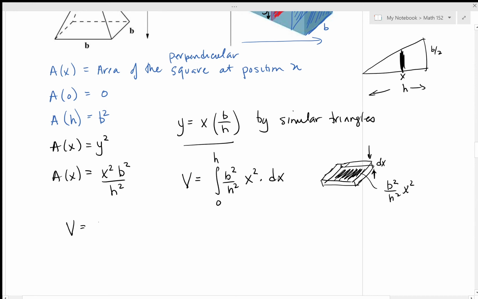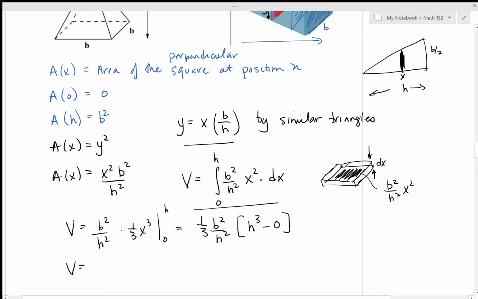Well, the volume is, let's compute this integral. The volume then is b squared over h squared times 1/3 x cubed evaluated at 0 and h, and that is 1/3 b squared over h squared times h cubed minus 0, and that simplifies to 1/3 b squared h. So now you see where the 1/3 comes from. So it looks like a bit of a mystery, but it's not. It shows up here during the integration. So that's how I would find the formula for the volume of a pyramid whose base is square.